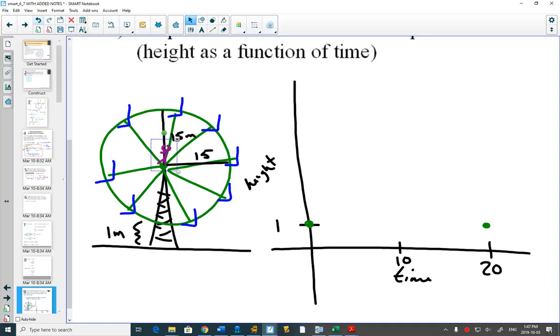Okay? The radius is 15. We started at 1. Would you agree this would be up 15, and another 15 up? Right here at the top, you're 31 meters above the ground. That's going to be your maximum. At 10 seconds, you're at that maximum, 31 meters.